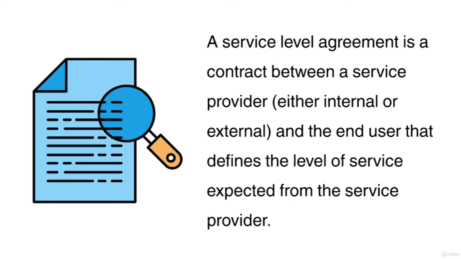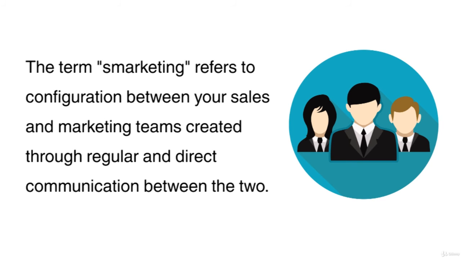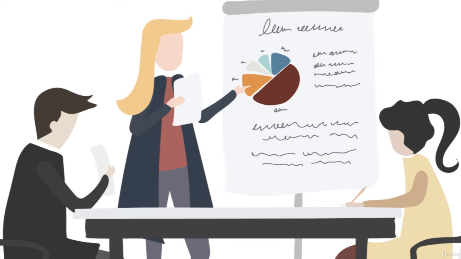A service level agreement is a contract between a service provider, either internal or external, and the end user that defines the level of service expected from the service provider. The term smarketing refers to the alignment between your sales and marketing teams, created through regular and direct communication between the two. The objective is to have accessible goals that each team agrees to hit, so there's shared accountability.